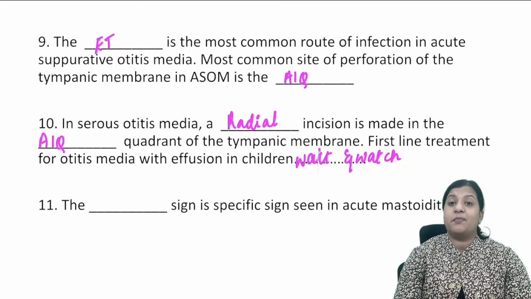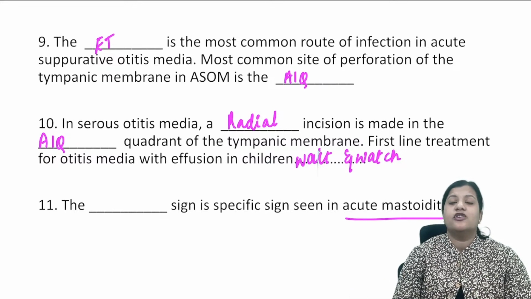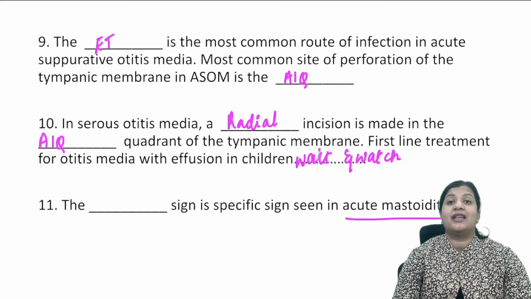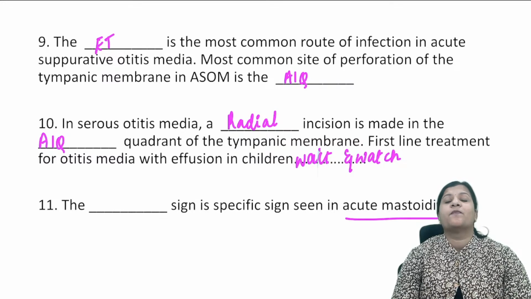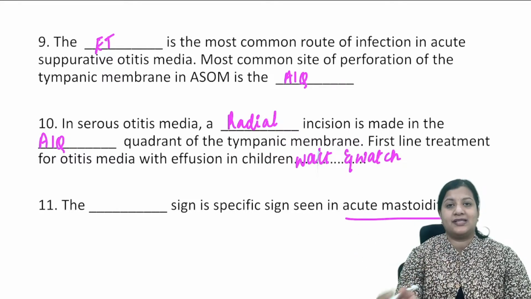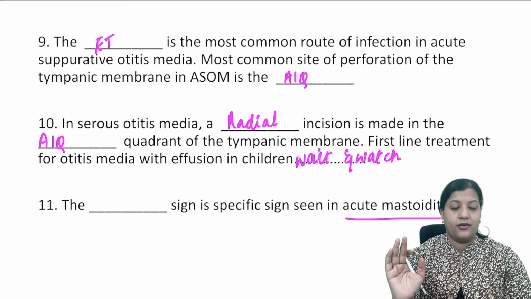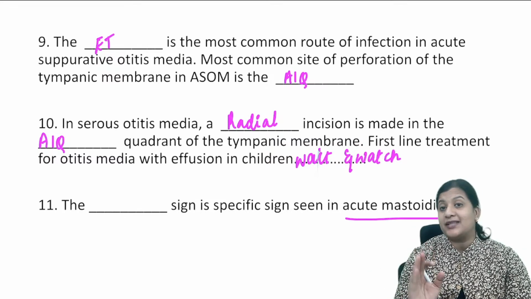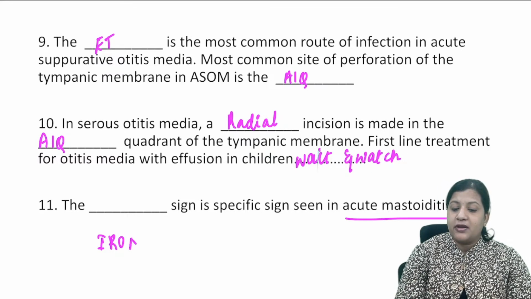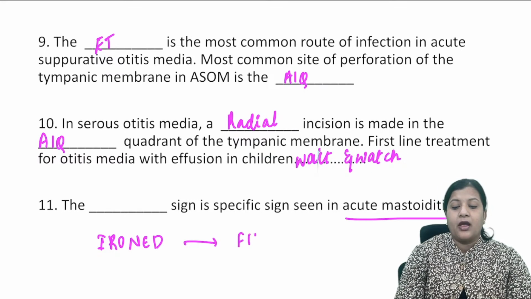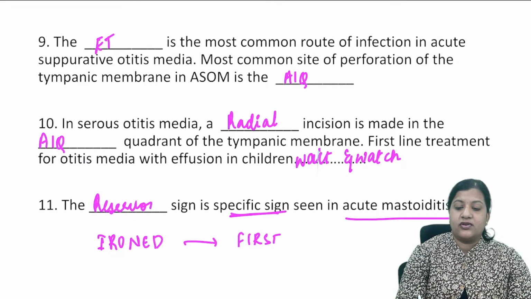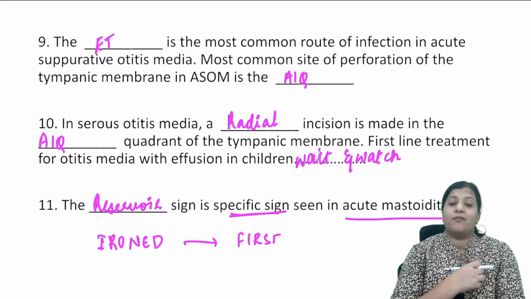Okay, so what sign is specific to acute mastoiditis? In acute mastoiditis, we see multiple signs. We see lighthouse sign, pulsatile otorrhea, reservoir sign. But which sign amongst these is the specific sign, which is not seen in ASOM? Yes, ironed out sign is the first sign. Okay, it is not the specific sign. Ironed out appearance of the mastoid is the first sign. But if they're asking you the specific sign, then it is your reservoir sign. So reservoir sign is seen only in mastoiditis.